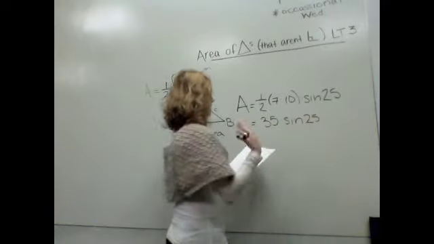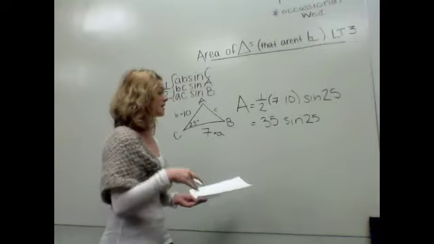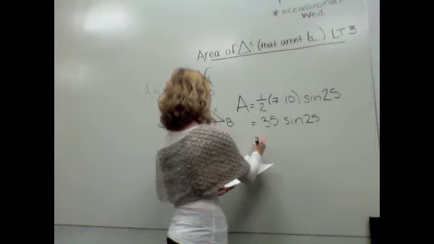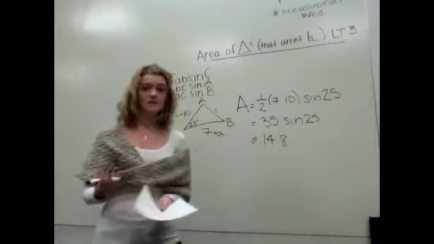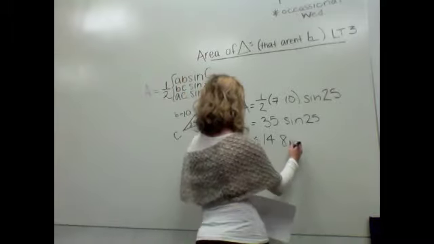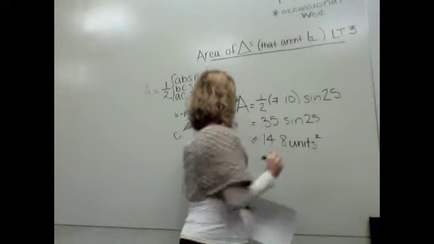Now, of course, you're going to have to approximate your decimal here. You're going to type in sine of 25 into your calculator, and the decimal value of this multiplied by 35 gives you approximately 14.8. Now, I didn't give you what type of units was being used for this area, so I can simply say units, and area is squared.